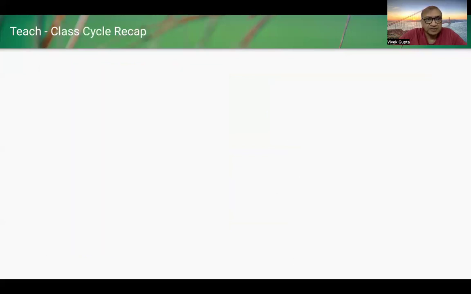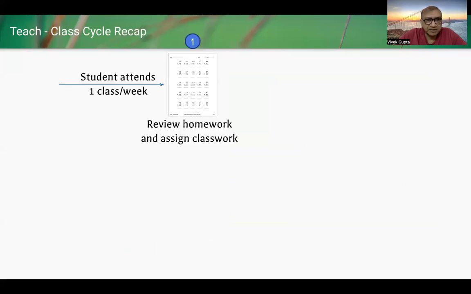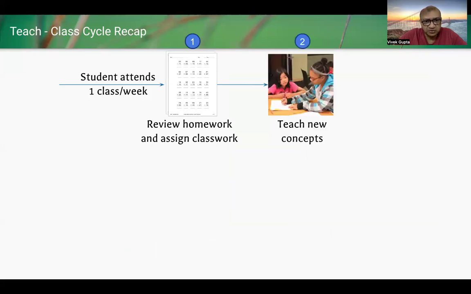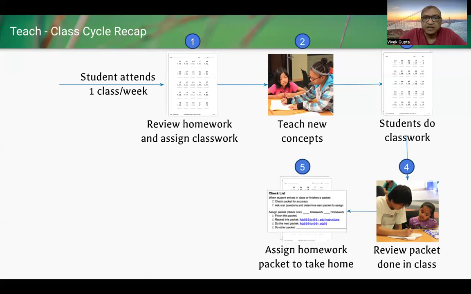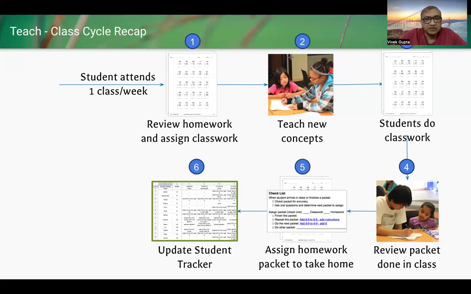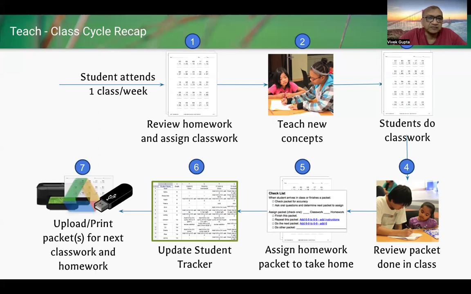All right. So just to capture the whole cycle: the student attends one class a week. You review the homework and assign the classwork. You teach the new concepts of the packet that you assigned. Students do the classwork, and you review that packet that is done in the class. You make a decision on which packet you're going to assign for the homework to take home. Then you update the student tracker that we will talk about later. And then you do the upload or printing for the next classwork and homework, and the cycle basically repeats.